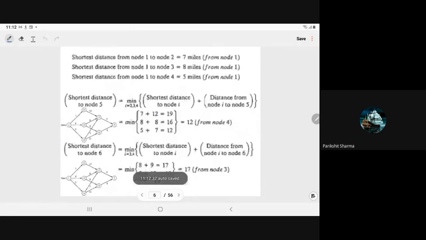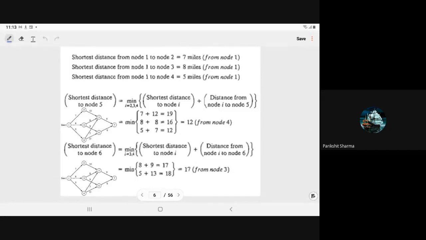Here is how we can write it technically: shortest distance from node 1 to node 2 is 7 miles. We have only one alternative, so we have written it directly from node 1. Shortest distance from node 1 to node 3 is 8 miles. Shortest distance from node 1 to node 4 is 5 miles.